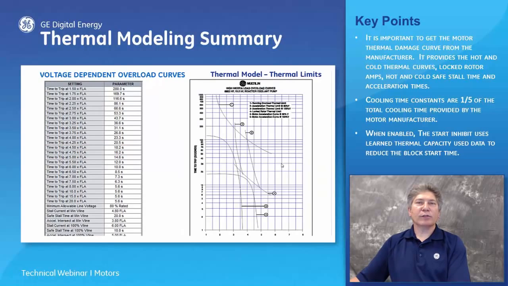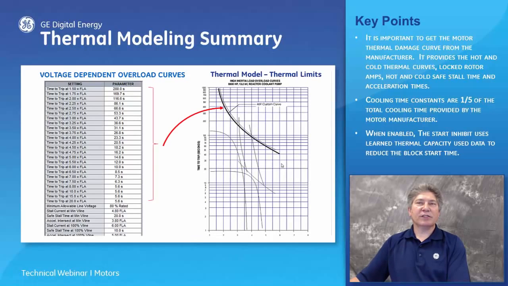For high inertia motors, the thermal damage curve has a slightly different appearance. 1 represents the running overload thermal limit, 2 represents the acceleration thermal limit at 80% nominal voltage, 3 represents the acceleration thermal limit at 100% nominal voltage, 4 represents the locked rotor thermal limit, 5 represents the motor acceleration curve at 80% nominal voltage, and 6 represents the motor acceleration curve at 100% nominal voltage.